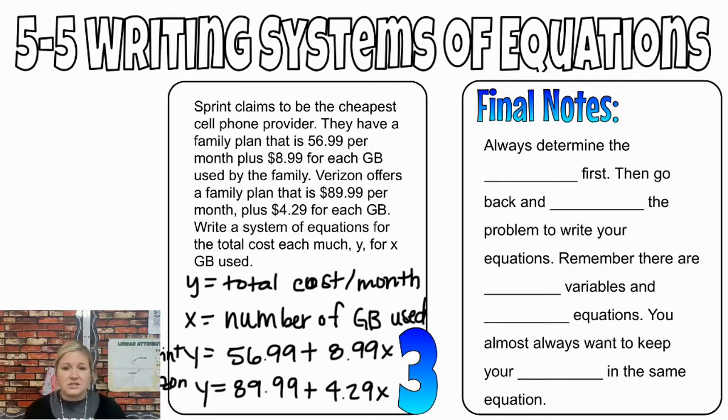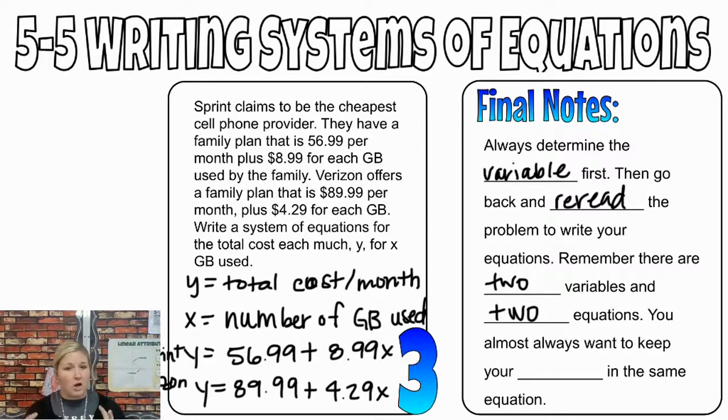All right, so let's take some final notes. Always, always, always determine your variables first. You want to make sure that you name your labels, and I promise that when we come around to help you, we're going to ask you, what do your variables represent? Then you're going to go back and reread your problem to make sure that you have everything lined up. Remember that there are 2 variables and there are 2 equations.